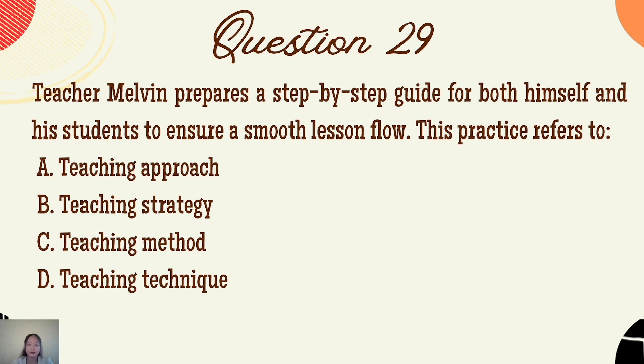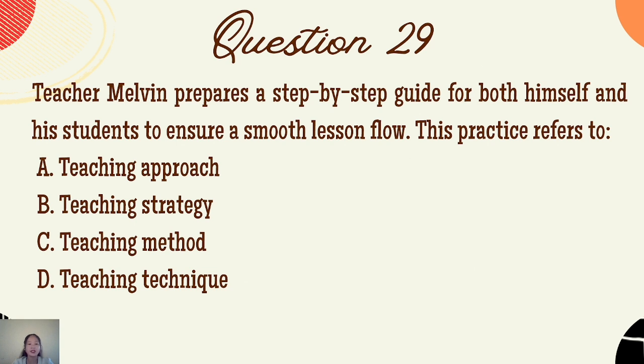Now, question number 29. Teacher Melvin prepares a step-by-step guide for both himself and his students to ensure a smooth lesson flow. This practice refers to letter B, teaching strategy. So the correct answer is teaching strategy, because a teaching strategy is a planned and organized set of steps or methods to achieve learning goals effectively.